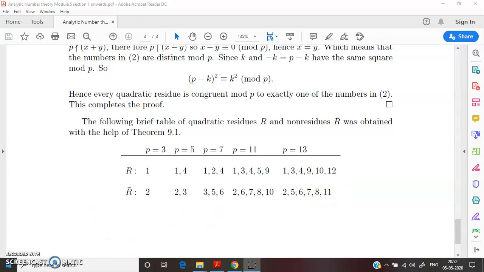So I hope this is not a difficult thing, to find the quadratic residues modulo p and the quadratic non-residues modulo p. Hope you have understood the concept properly.